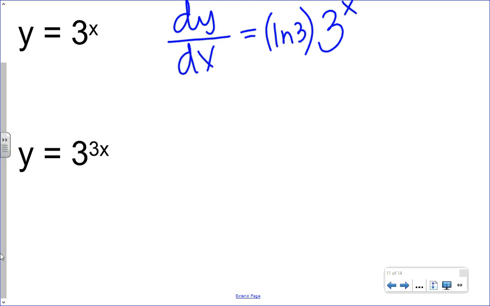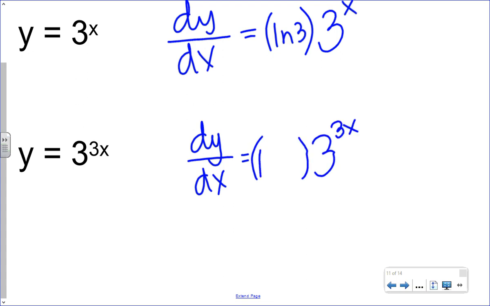Okay. y equals 3 to the 3x. So our derivative, we have an exponential equation. So copy paste, the base is not e, so we'll have to multiply in the natural log of the base. But we have a function inside. What is inside? 3x is inside, so we'll have to multiply by its derivative, 3.